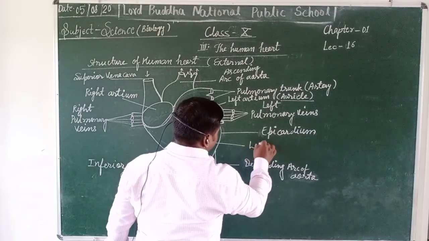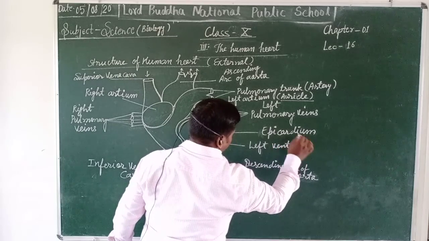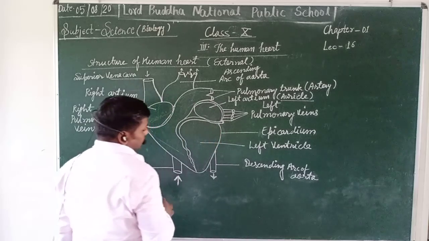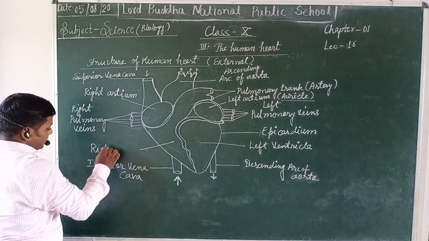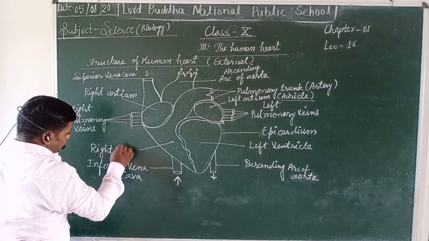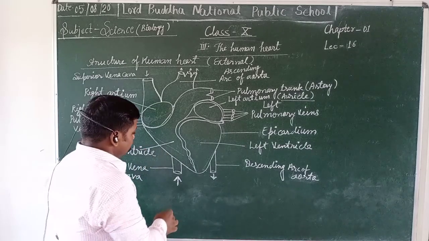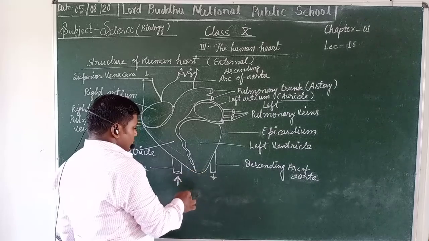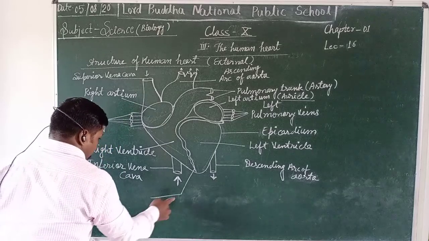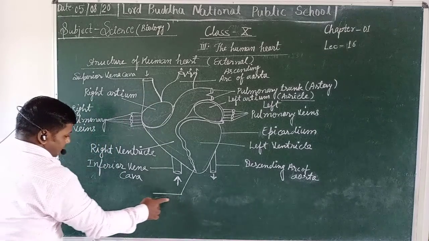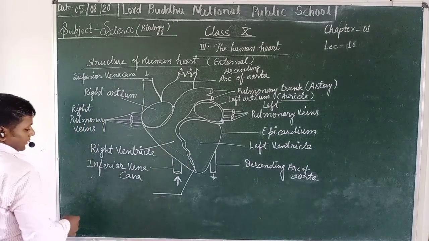This is the left ventricle. Left ventricle. Clear, students? And this is the right ventricle. Okay, students? And this is the interventricular sulcus. It is a septum that divides the right and left ventricle.